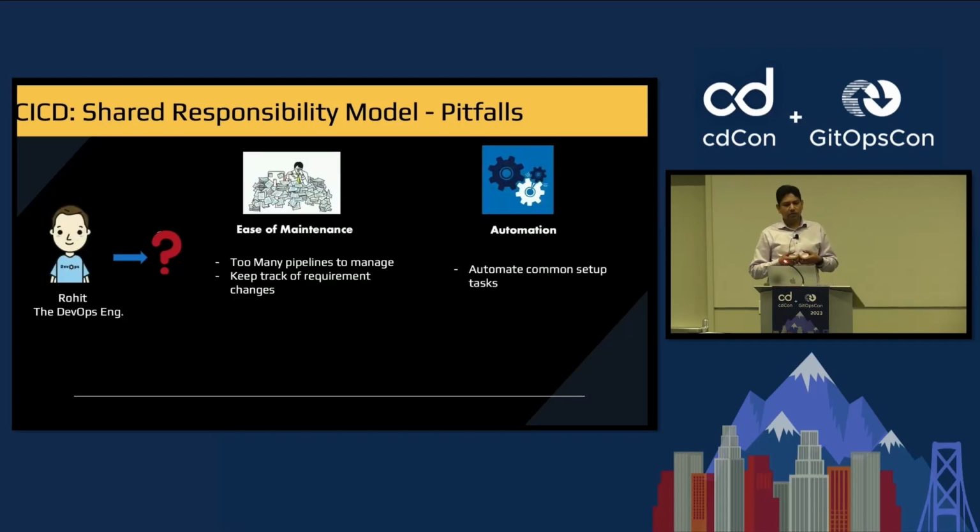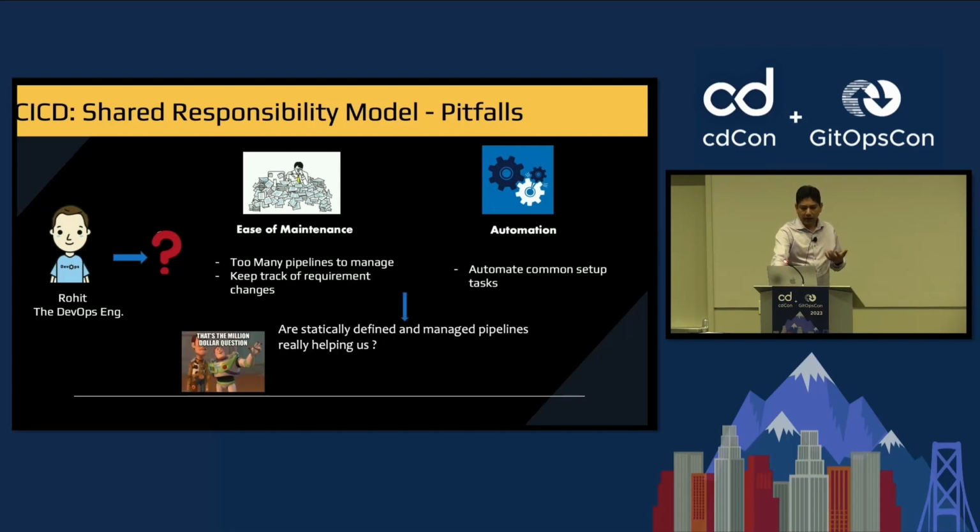Now, talking about the DevOps engineer. The DevOps engineer needs to make sure of ease of maintenance and automation. When I say ease of maintenance, it means: how can I efficiently manage multiple pipelines, right? How do I keep track of the requirement changes? Similarly, how do I automate these common tasks? And are these statically defined and managed pipelines really helping us? Because today each project can have its own pipeline, right? They pull in the tools, et cetera. Are they really helping us?